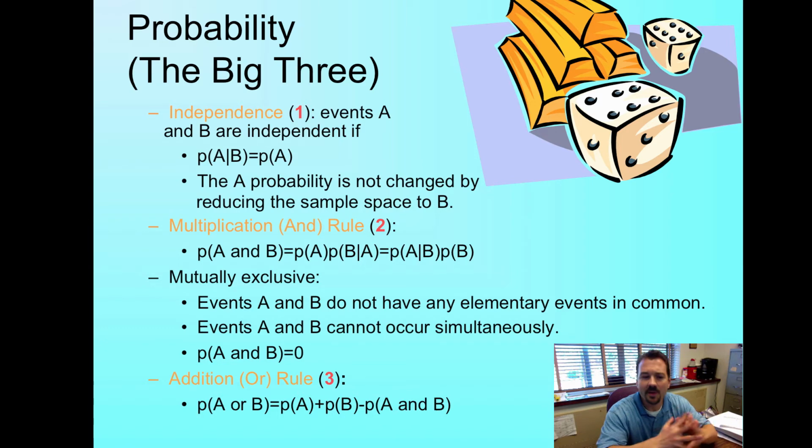And the third of the big 3 is the addition rule, also called the OR rule, which is the more complex of the 3 because it does involve the multiplication rule as well. Probability of A or B equals probability of A plus probability of B minus, and here's the multiplication rule, minus the probability of A and B together.